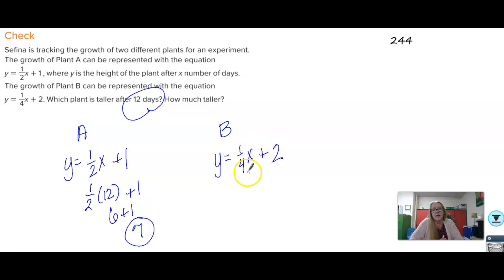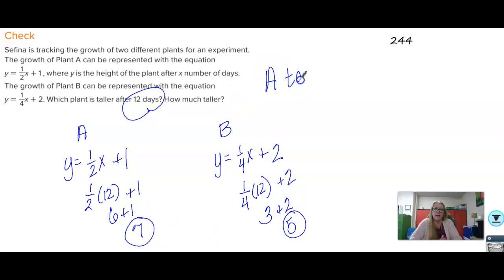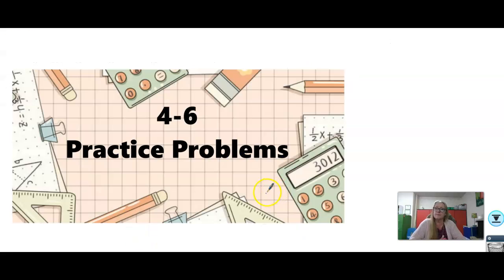Who knows? All right, over here, we're going to substitute 12. So we'll have 1/4 times 12 plus 2. Well, 1/4 of 12 is 3. And that's 5. So which plant is taller after 12 days? Well, plant A would be taller. Taller by how much? By 2. And we don't really know if it's inches or what have you because it didn't tell us. 2 whatevers.